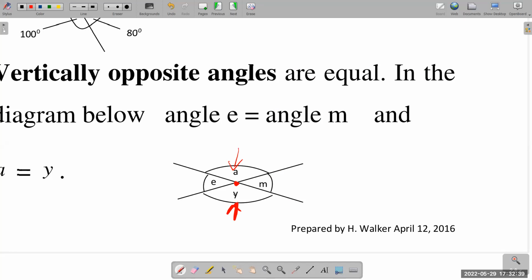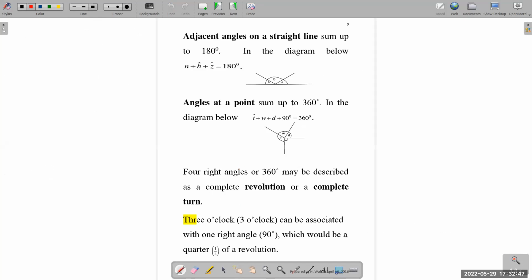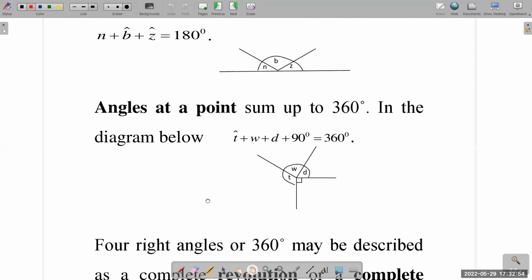A big part of geometry is finding missing angles. You have to state the reasons. So these reasons have to be fresh on your mind. So we got vertically opposite, good to go. We have adjacent angles. You should know what adjacent means from trigonometry.